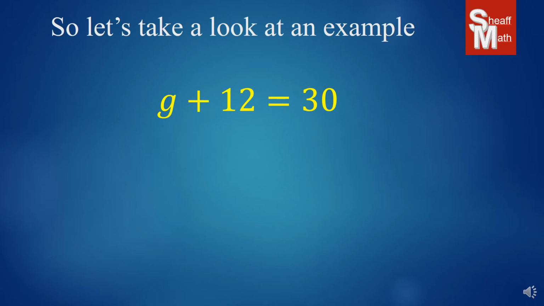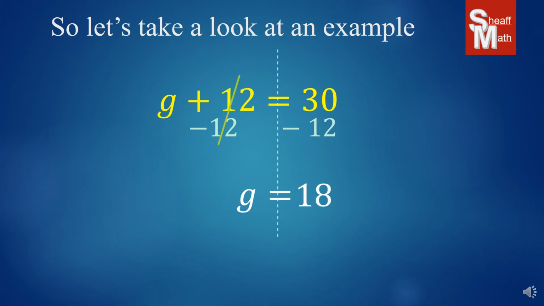Here's another example, g plus 12 equals 30. We want to solve for g, and we have a plus 12 there, so we want to undo it by subtracting 12 on both sides. That cancels the plus 12 out, and we end up with g equals 18. And if you added 18 and 12, you would get 30. That's your final answer.